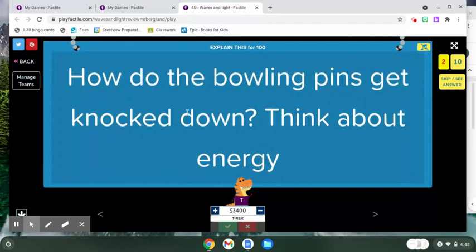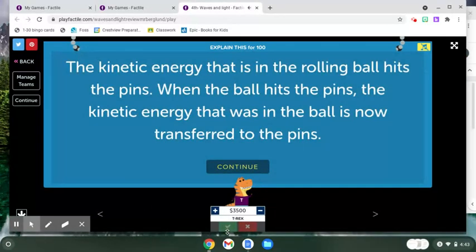All right, explain this for 100. How do the bowling pins get knocked down? Think about energy. So when you're bowling, what causes the bowling pins to be knocked down? Kinetic energy that is in the rolling ball hits the pins. When the ball hits the pins, the kinetic energy that was in the ball is now transferred to the pins. So energy transfer is what causes the pins to get knocked down.